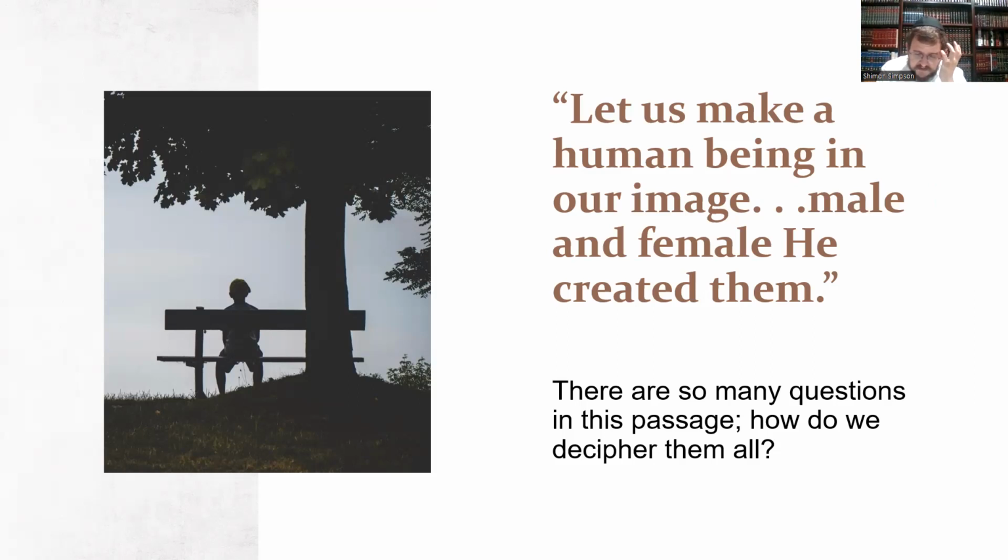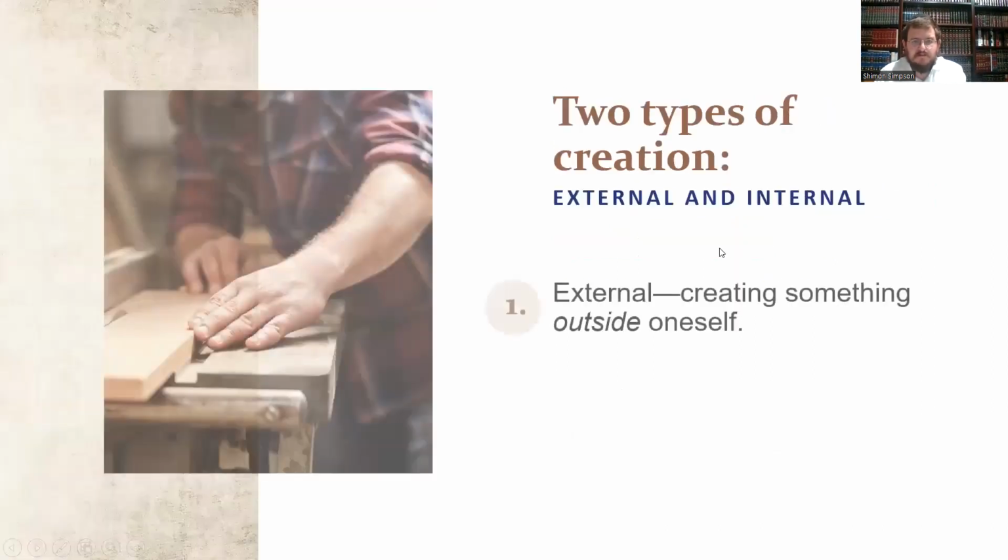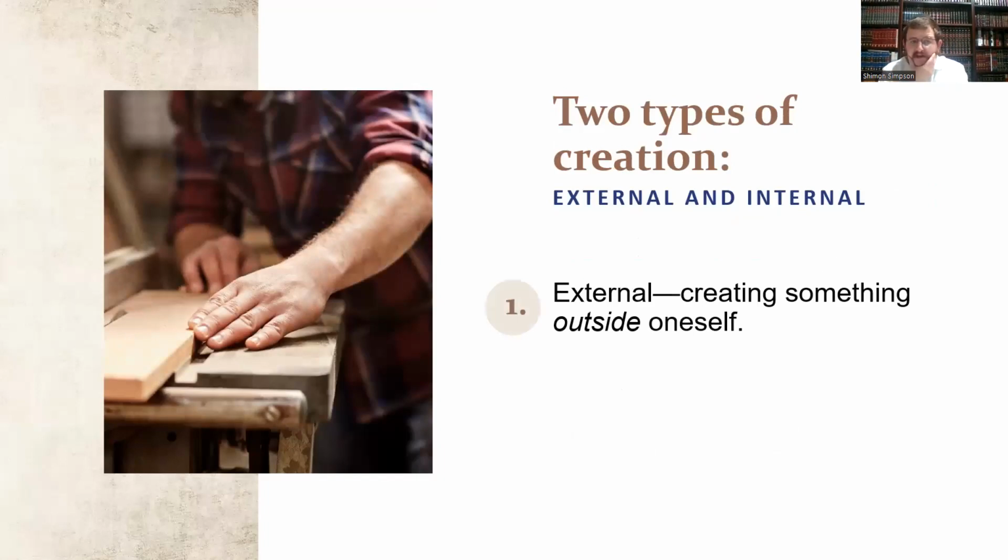So Kabbalah explains as follows. Before we get to the creation of the human, what is creation in the first instance? And Kabbalah explains that there are two types of creation. There's external creation and internal creation. See, when I take a piece of wood and create a table out of it, when I have an idea and I put it down on paper and write a novel, I'm creating something outside of myself.